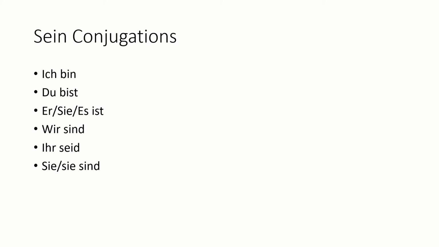And for ihr, it's pronounced seid. As you can see, you pronounce the E or the I in this case. With the EI rule, you pronounce the I. Here you would say "you guys are," and then whatever. So seid takes the place of "are." And then lastly, sie sind, that one is also "are."